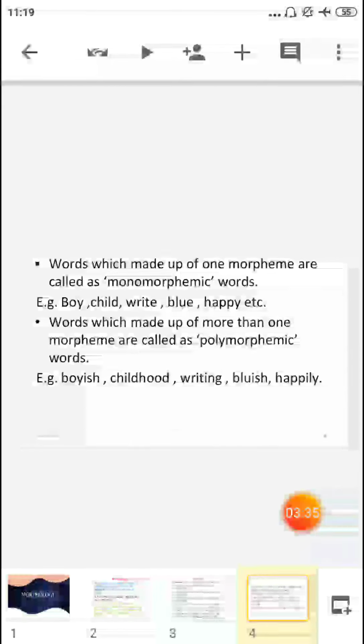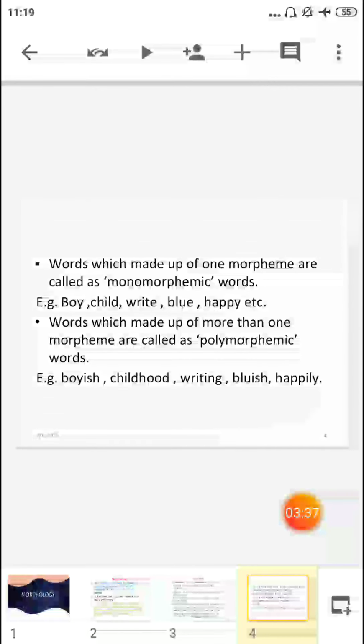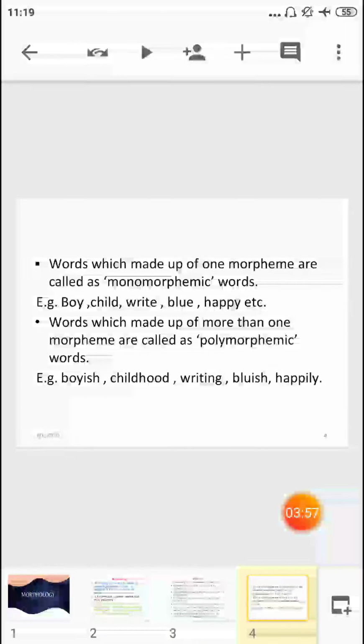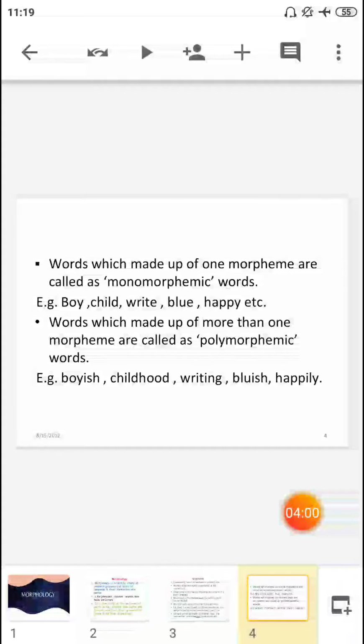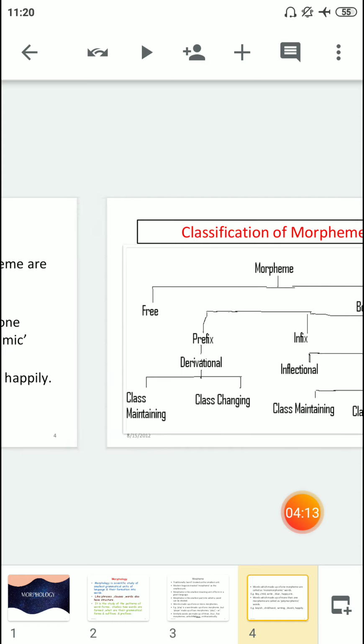While the words which are made up of more than one morpheme are called polymorphic words. Poly means more. For example, we are taking the same examples which were shown in the monomorphic category. Boy becomes boyish. Child, childhood. Write, writing. Blue, bluish. Happy, happily. In boy and ish there are two morphemes. Childhood, there are two morphemes. Writing, write and ing. Blue and ish. Happy and ly. These are two morphemes.